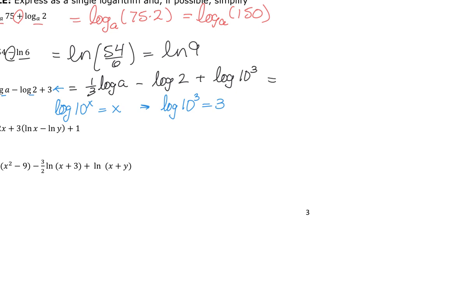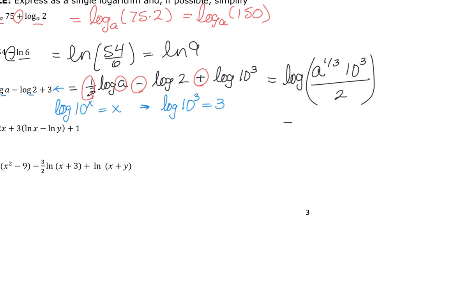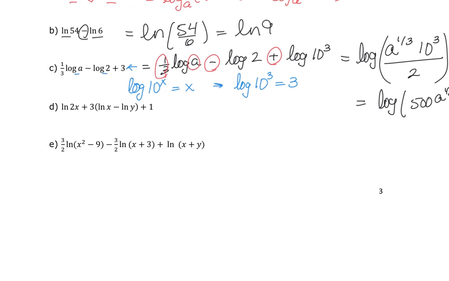Now, if it is a subtraction, it'll go in the denominator. If it's an addition, it'll go in the numerator. And this power here is owned by this a right here. So this becomes the log of a to the 1/3, 10 to the 3rd, divided by 2. So reducing this down, I have the log. 10 cubed is 1,000, divided by 2 is 500, a to the 1/3, and that's my final answer.